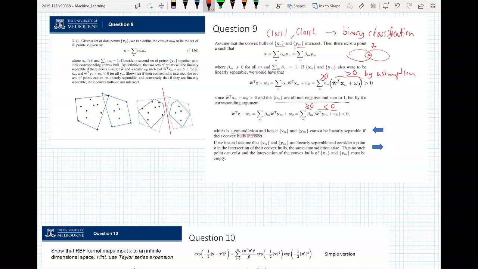That's one direction. And the other direction is if they are linearly separable and there's a point in the intersection of the convex hulls. Actually, it's the same analysis, but you make the argument from the other side. So that also is a contradiction. So everything is contradicting each other, so you cannot have this. Therefore, we have shown that the 2 sets of points cannot be linearly separable if the convex hulls intersect, and conversely, if they are linearly separable, the convex hulls shouldn't intersect.